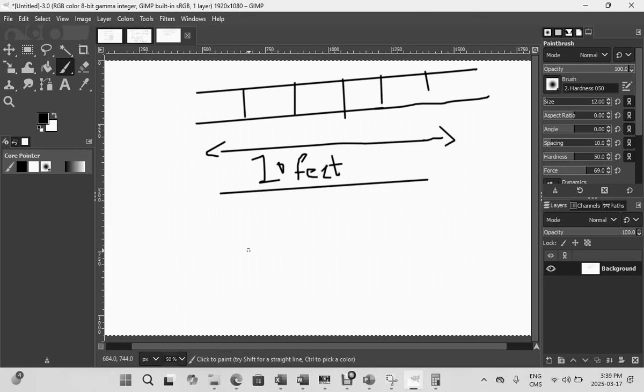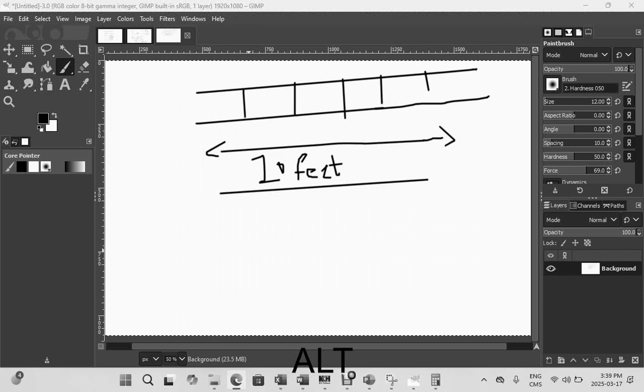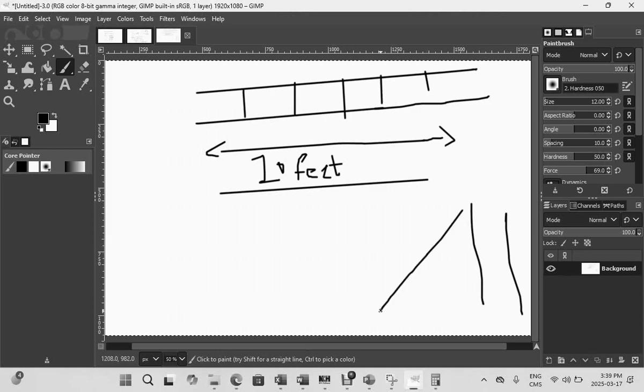All right, so this is your length. Now this ladder is leaning against the building. Okay, so you have a building. Let's say this is a building, and the ladder is leaning against the building. So we know that this length over here is 20 feet.